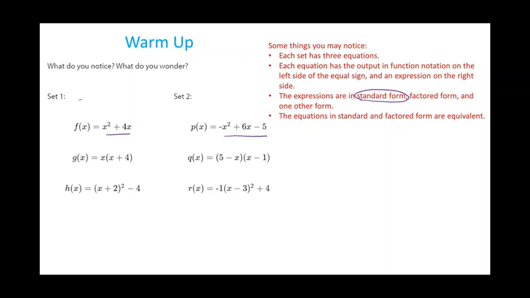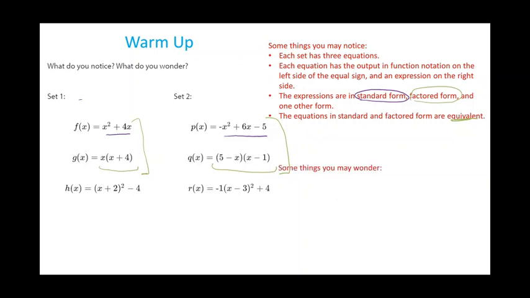Factored form, we have the different factors. So for instance, we can see that 5 minus x times x minus 1, if we were to multiply that out, we would actually get the same thing, the negative x squared plus 6x plus 5. So these ones are actually equivalent. Same thing here, if we were to multiply our factored form, which has the factor x times the factor x plus 4, we would get x squared plus 4x. So we know that the top 2 equations in each set are equivalent.